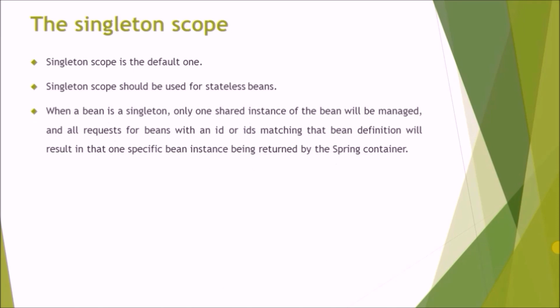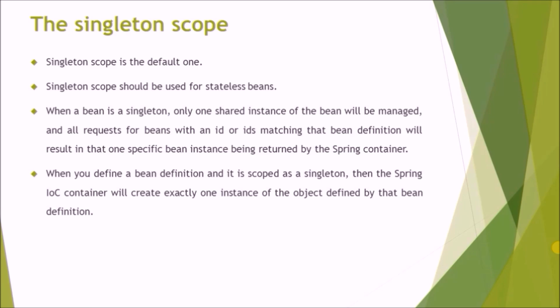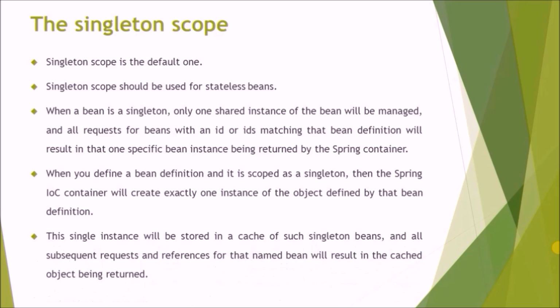When a bean is a singleton, only one shared instance of the bean will be managed, and all requests for beans with an id or ids matching that bean definition will result in that one specific bean instance being returned by the Spring container. When you define a bean definition and it is scoped as a singleton, then the Spring IoC container will create exactly one instance of the object defined by that bean definition. This single instance will be stored in a cache of such singleton beans, and all subsequent requests and references for that named bean will result in the cached object being returned.